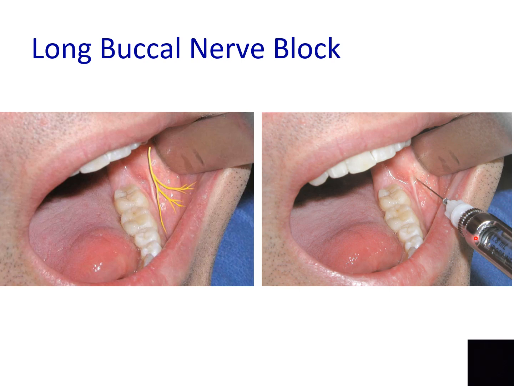So basically, the long buccal nerve block is quite similar to an infiltration. It's just where you position the needle when injecting into the soft tissues. So that's the long buccal nerve block, quite straightforward, just like an infiltration. And it would allow you to anesthetize the buccal soft tissues related to all the mandibular molars with a single injection. So it can be quite useful.